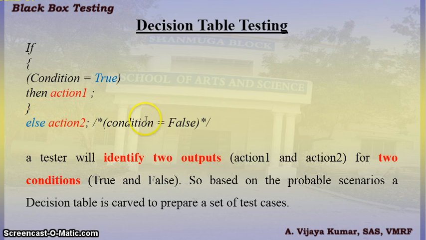If the case is false, then action 2 will be performed. So instead of considering all the test cases, a tester will identify only the two outputs. What are the outputs? Action 1 and action 2. If it is true, they can consider action 1. If it is false, they can consider action 2. Only for two conditions. What are the conditions? True and false. So instead of considering all the things, we are considering only the two outputs based on two conditions. So this is for the decision table testing.